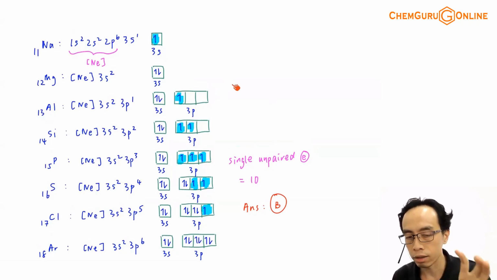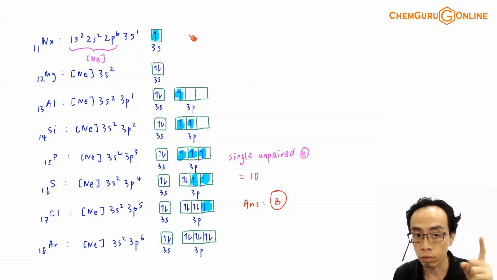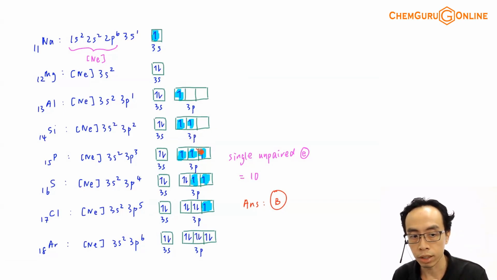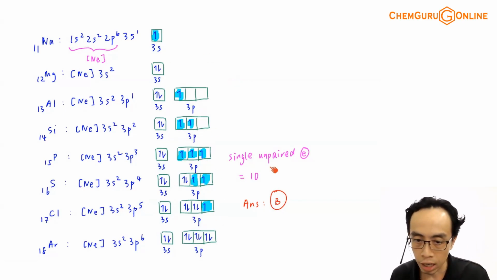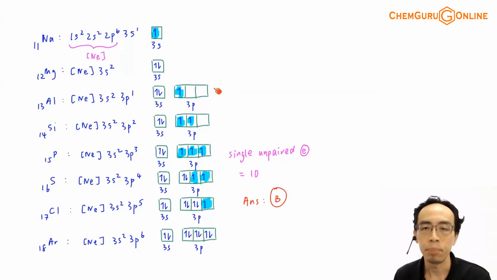So I've highlighted the number of unpaired electrons, then we're just going to count them. So I have 1 from sodium, and then 1 from aluminum, 2 from silicon, 3 from phosphorus, 2 from sulfur, 1 from chlorine. Add everything up, I will have 10 of them. All right. So answer to this question will be B.